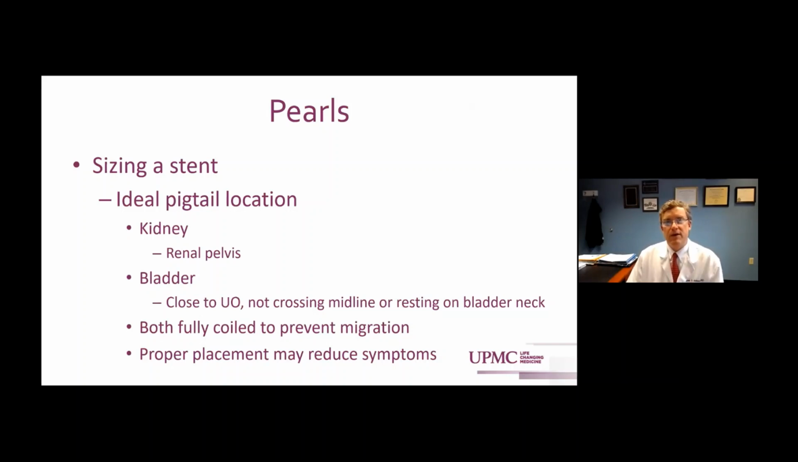And the first thing to think about, of course, is how do you put it? What do you want? What's your objective? And the objective, of course, is to have a nice pigtail in both the kidney and the renal pelvis, ideally, and one in the bladder. Particularly in the bladder, you want it near the ureteral orifice. You don't want it to be going all the way across the bladder, resting on the bladder neck, crossing the midline, because that's going to increase your symptoms. You want both your coils coiled all the way to prevent migration either direction.